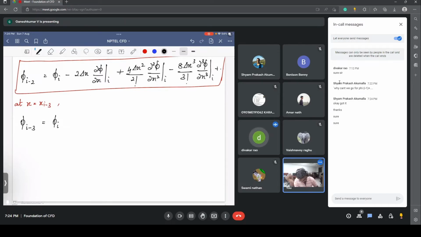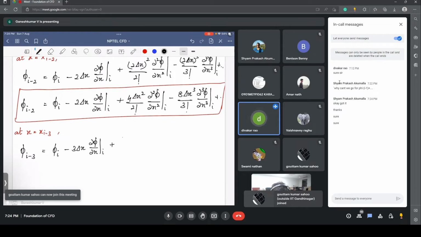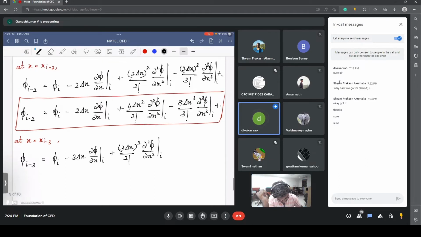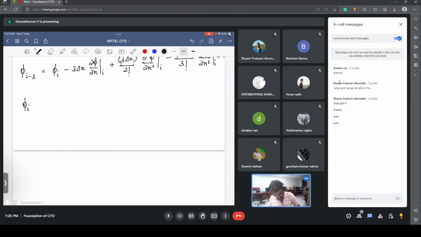phi I minus 3 delta x dou phi by dou x at I, plus 3 delta x whole square by 2 factorial dou square phi by dou x square at I, then minus 3 delta x whole cube by 3 factorial dou cube phi by dou x cube at I, plus dot dot dot. Right. So similarly, we will simplify this also a little bit.